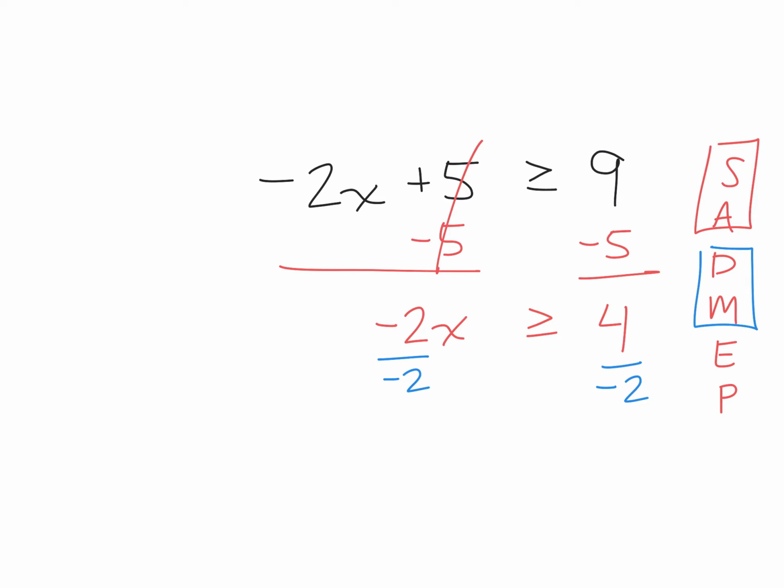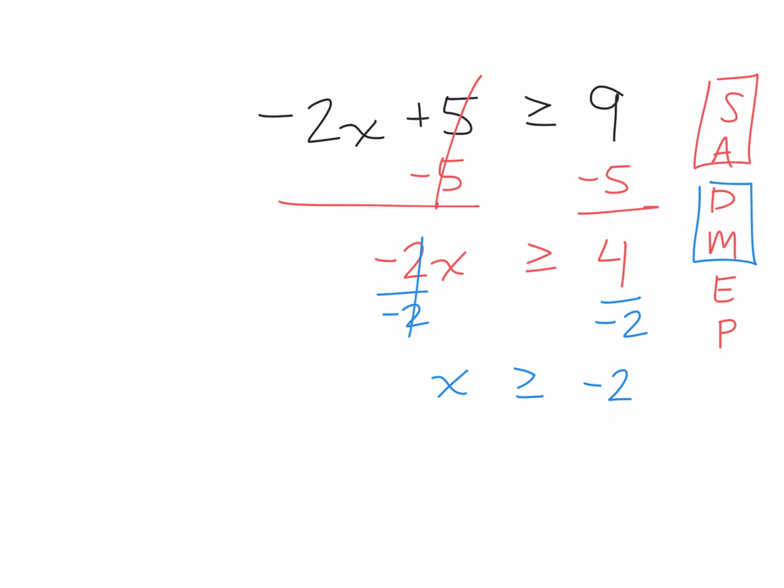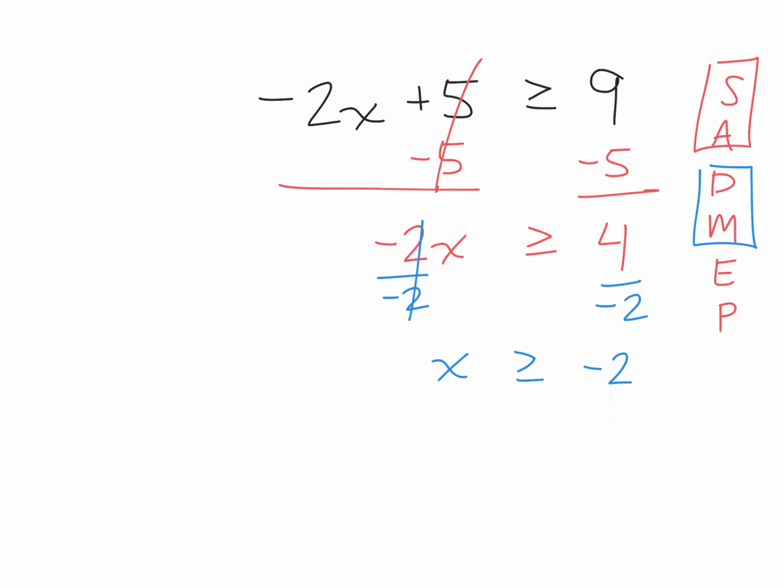Negative 2 divided by negative 2 is, of course, positive 1, or in this case, 1x, which is great because we were trying to isolate the variable the whole time. And then 4 divided by negative 2 would be negative 2. So it appears at this moment that x is going to be greater than or equal to negative 2. We're going to graph that quickly so that we can make sure that we made sense of everything.